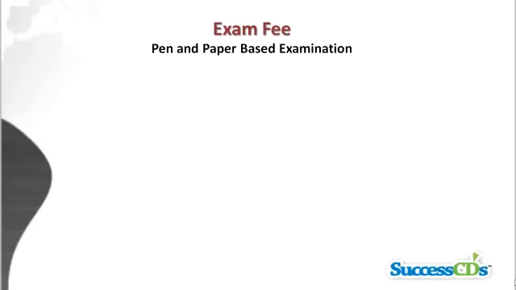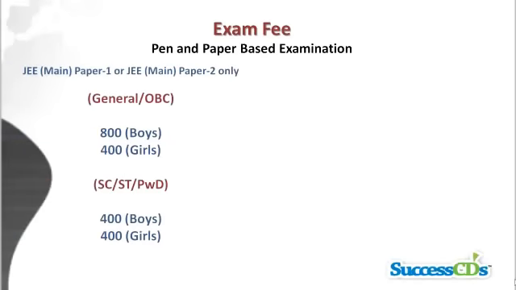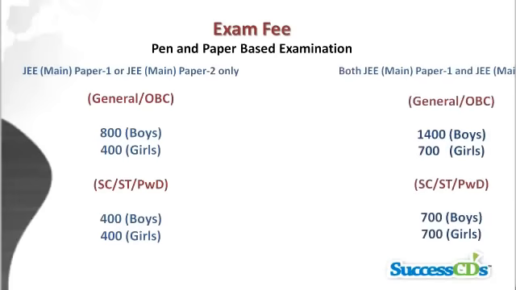For JEE Main Paper 1 or Paper 2, the fee for General and OBC boys candidates is Rs 800 and for girls it is Rs 400 only. For SC, ST, PWD, boys and girls, the fee is Rs 400 for both.